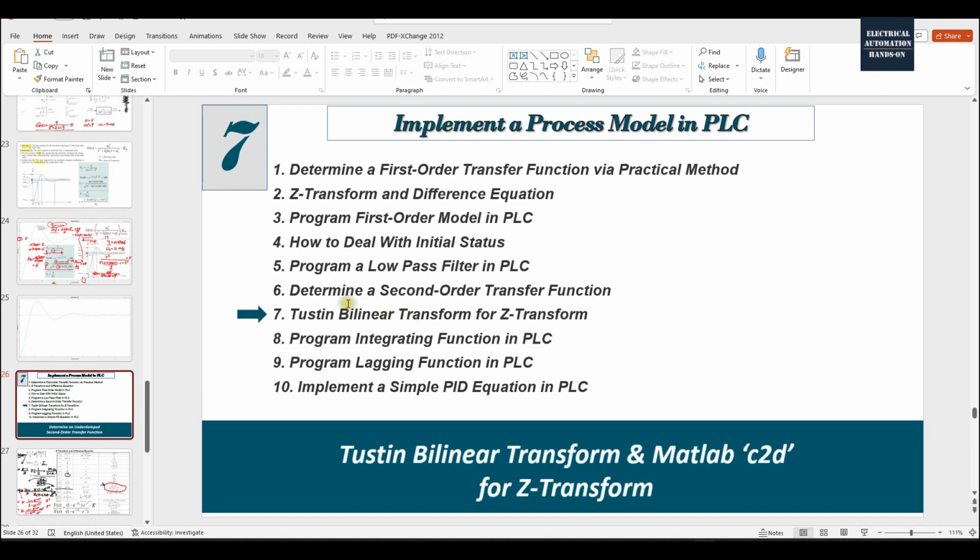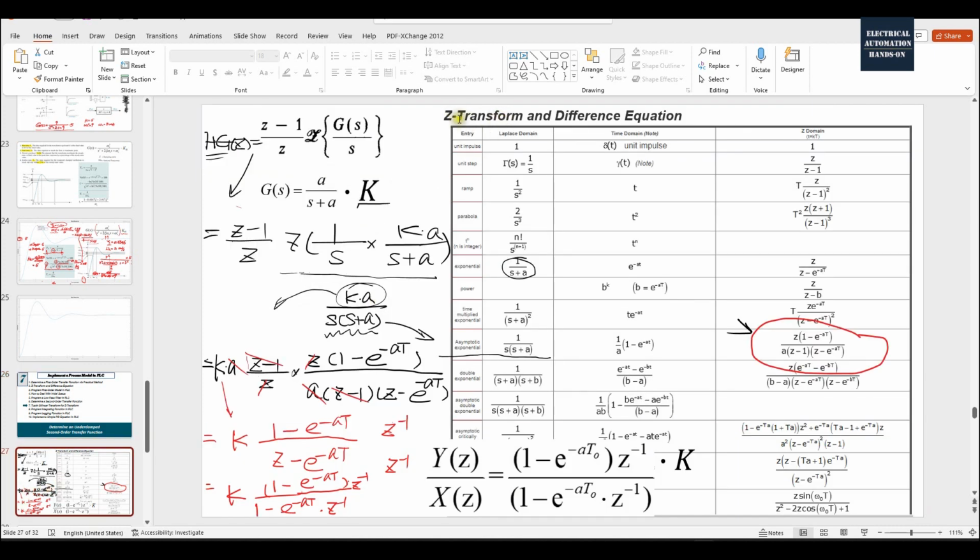And in the previous video, I introduced how we can determine a second order underdamped transfer function. Using the same idea, the next step after determining a second order transfer function is to do the same thing using the zero-order hold concept and convert to the Z transform. As a quick review, for the first order transfer function, we involve the zero-order hold and use this equation, this method, to ultimately convert to this style.